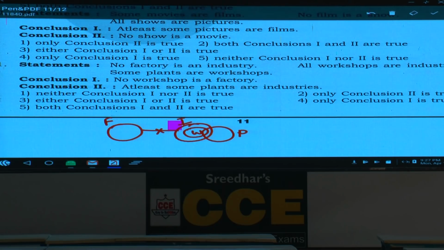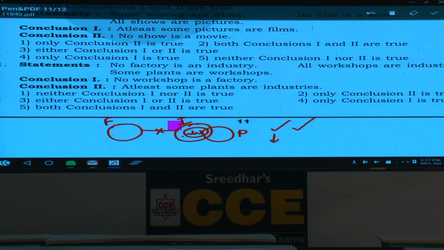First one, no workshop is a factory. No workshop is a factory, definitely true. Some plants are industries, also true. Now the first one is a negative conclusion. To make this one false, I need to prove some of the workshops are factories. Now tell me, is it possible to draw some workshops as factories?